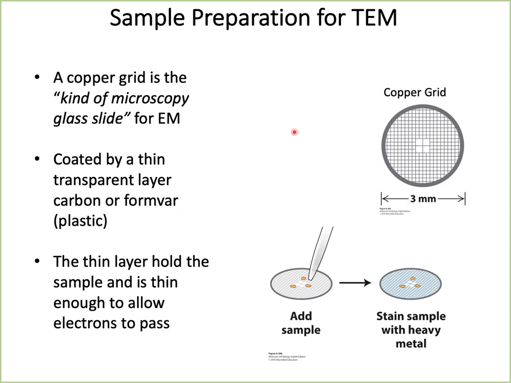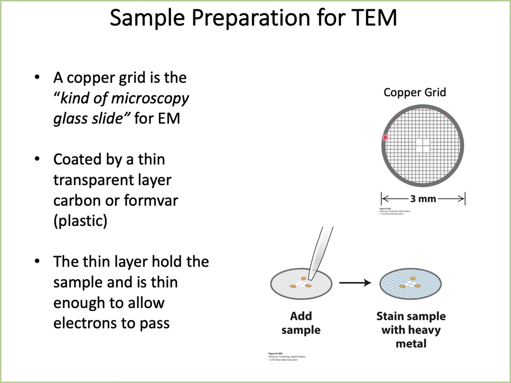So here we are looking at how we actually prepare the sample. We first need some of these copper grids. These copper grids are about 3 millimeters in diameter. You can think of this as a kind of microscopic glass slide for EM. We have used glass slides with a cover slip for most of our light microscopy, but here is a copper grid, and it's tiny, very small.